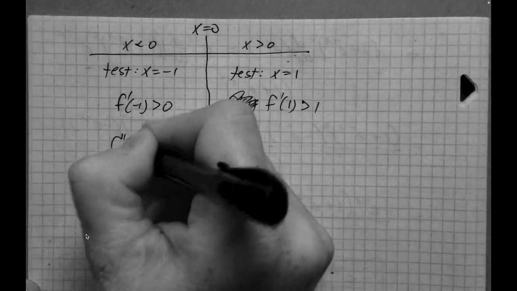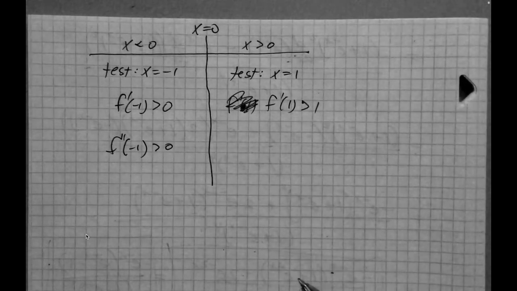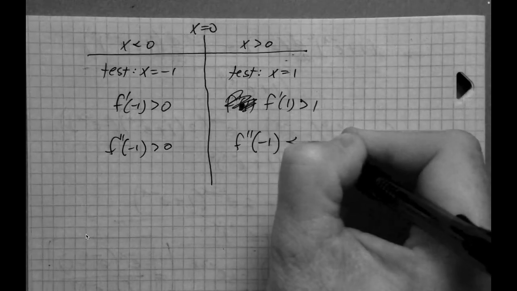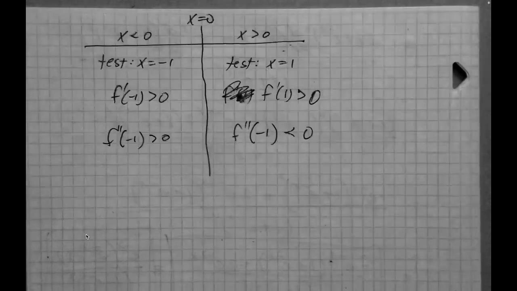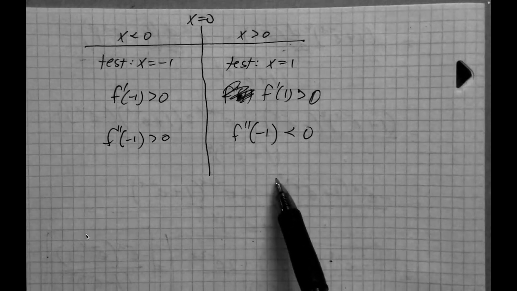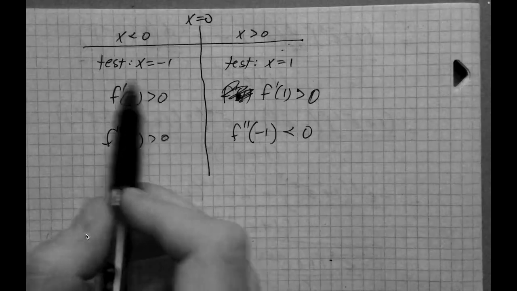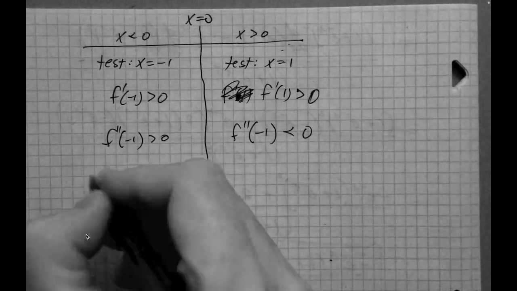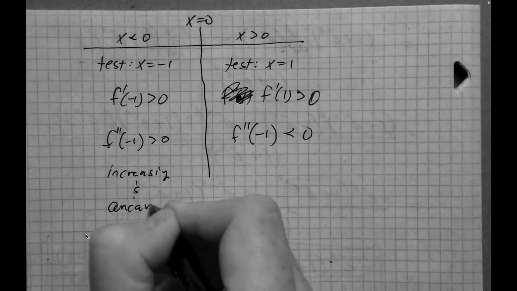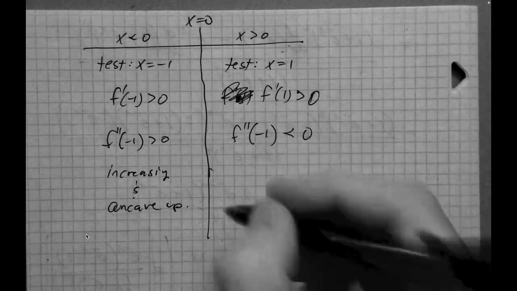What about the second derivative? Well, when you plug -1 into the second derivative, you get a positive value. But over here, you get a negative value. Okay, right. So f double prime of +1 is less than 0. Okay, so let's take this and consolidate. This here means that the function is increasing, and this means it's concave up. Okay, so we've got that. Now over here, it's increasing and concave down.